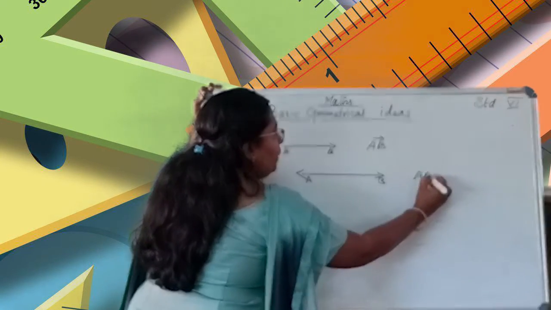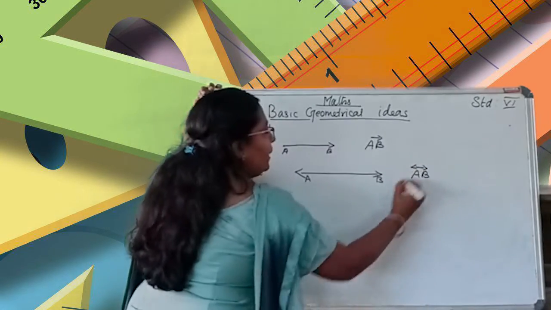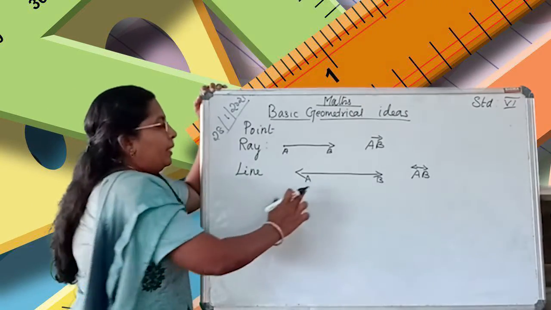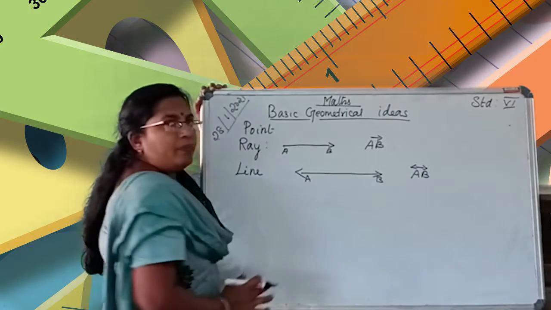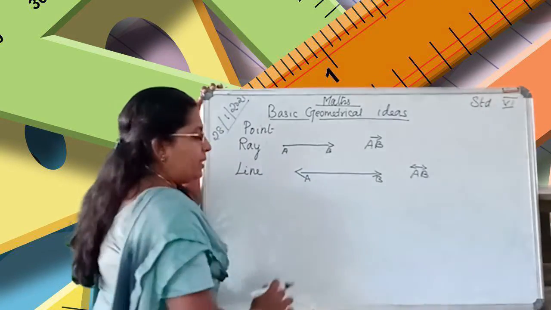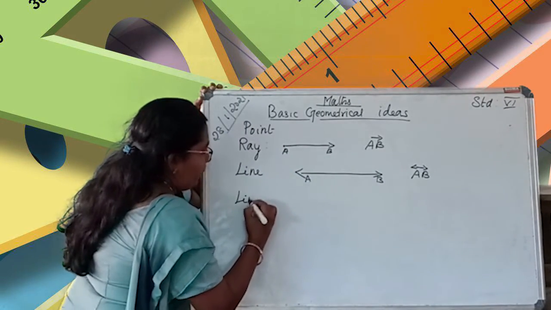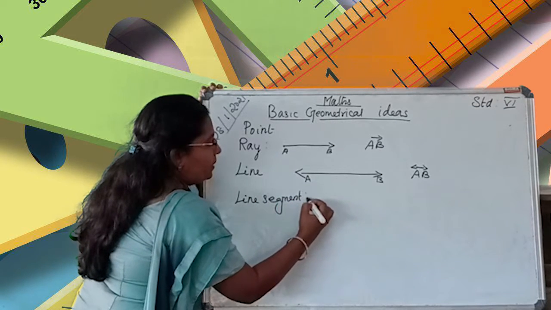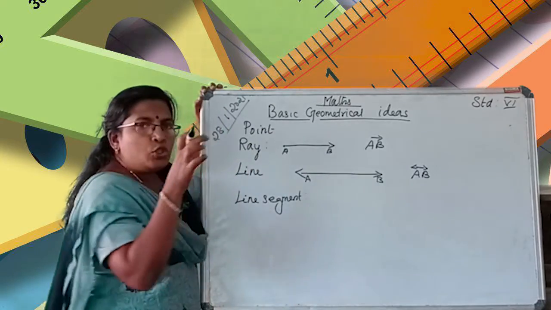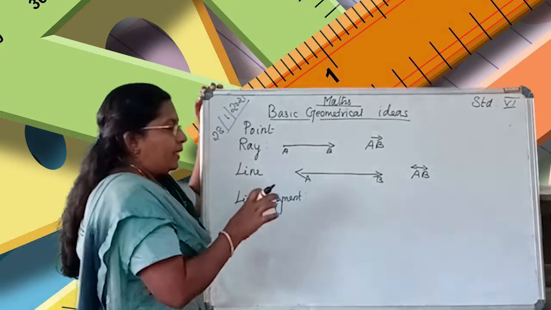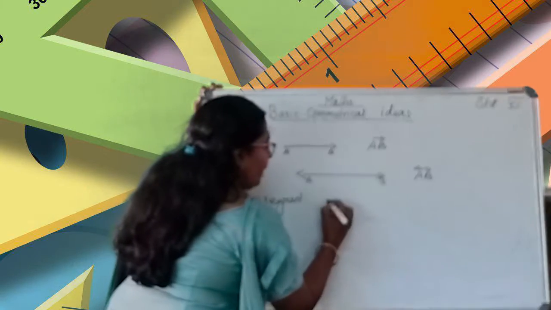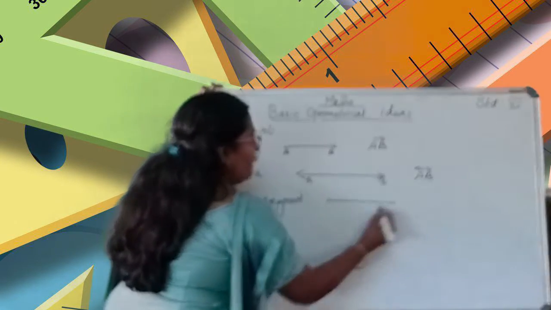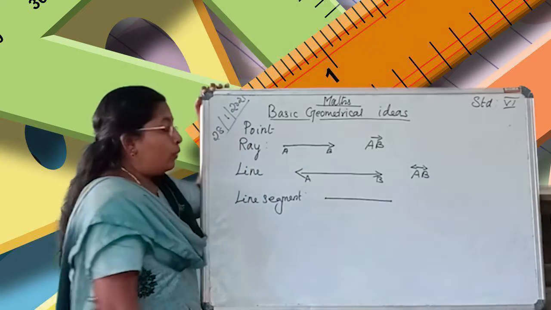You can denote this like this: AB, with a line drawn above. Line AB. Next is line segment. Line segment, a portion of a line. Line segment AB. Here what will you say?